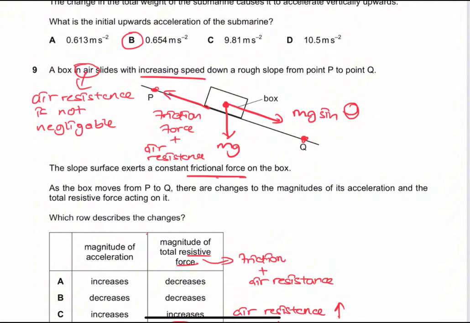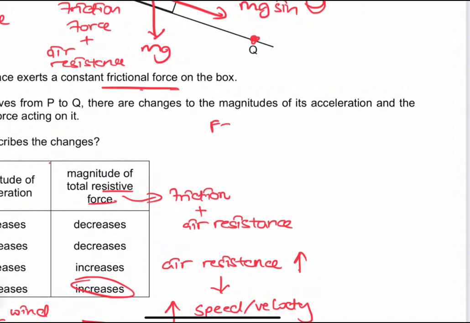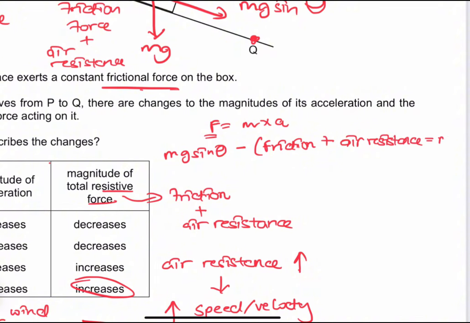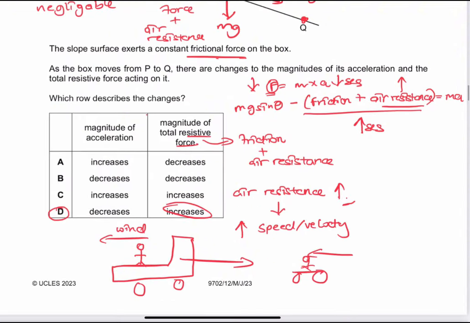So the resultant force that causes the acceleration, right? Remember what I talked about acceleration? I said that F is equal to mass times acceleration. So the resultant force that is causing acceleration is mg sine theta, subtract the value of friction plus the value of air resistance. And that will be equal to my mass times my acceleration. But this air resistance is actually increasing, meaning that this whole thing actually increases. If that increases, this F has to decrease. If F decreases, the acceleration also decreases. So the answer is D.